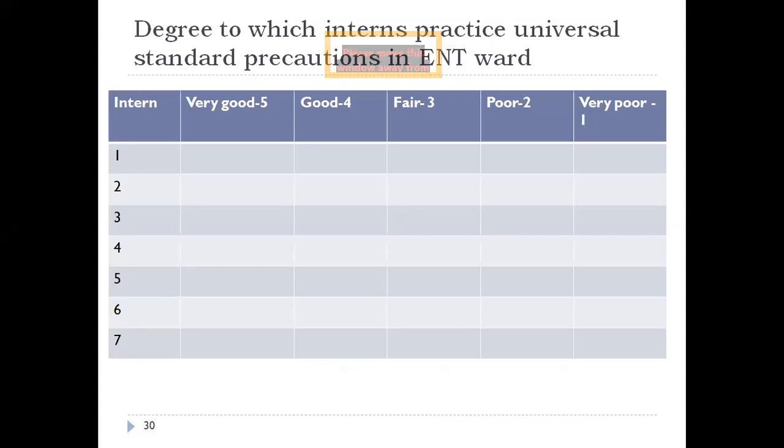Suppose I have trained interns in practicing universal standard precautions, and I want to assess the degree to which the interns practice universal standard precautions in the ENT ward. I can grade them again on a scale of 1 to 5, from very poor to very good, right? So this is again another example of a rating scale.